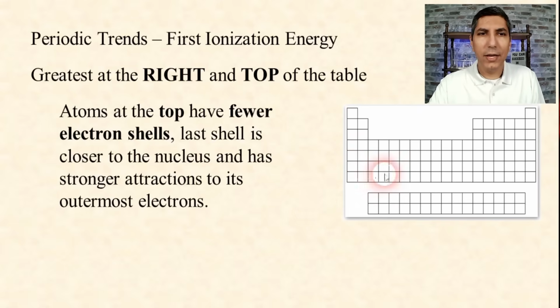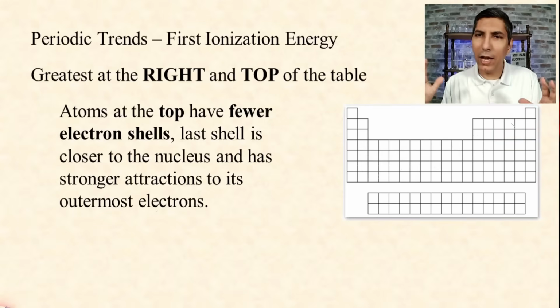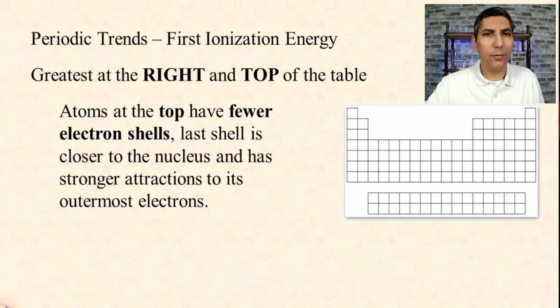And the reason for that is that atoms at the top of the periodic table have fewer electron shells. So that means that that last shell is a whole lot closer to the nucleus, and so it has stronger attractions to its outermost electrons. We say it has stronger Coulombic attractions to its electrons.